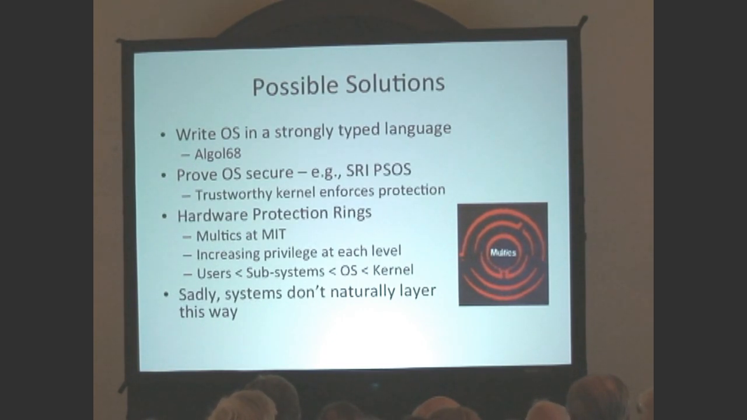This model was copied, for example, by ICL in their new range, and if you look at Intel processors, essentially the same model is there. You've got 4 protection levels. The sad thing about that is systems don't naturally layer. It turns out they're more complicated.